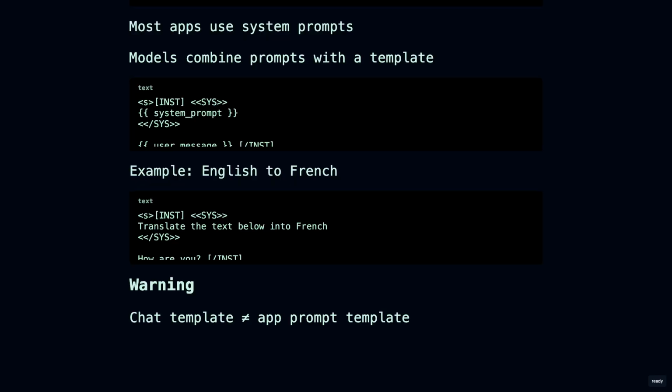The chat template is part of the model's own expected input format, and it is usually documented by the model provider. A prompt template, by contrast, is something an application developer uses to fill in variables before sending a request.